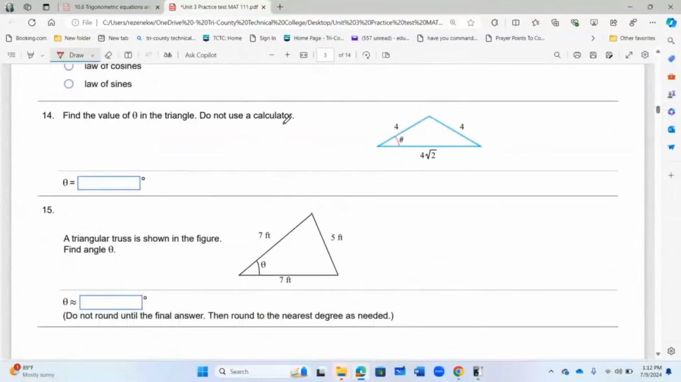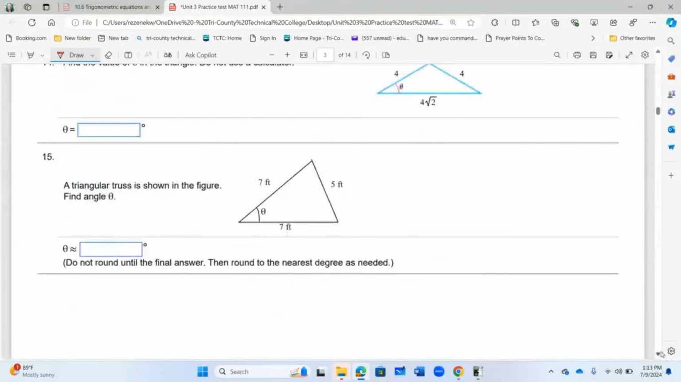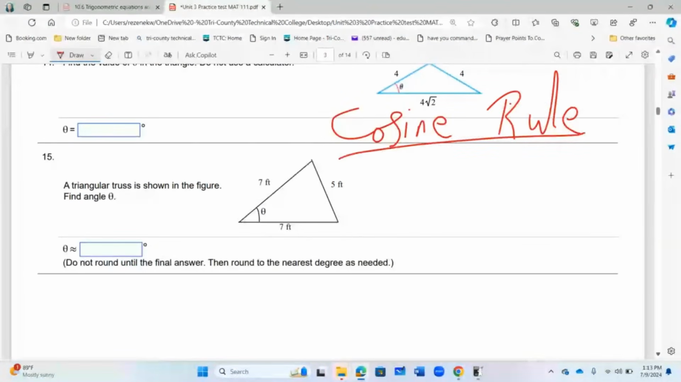Find theta in the triangle. Do not use a calculator. We have already done something like that. The triangle drawn is shown here. Find theta. So if I'm given three sides, I'm going to write the cosine rule without wasting time. So cosine rule, and then we go back to PowerPoint as soon as it pulls up. Cosine rule, there are 3 of them actually.